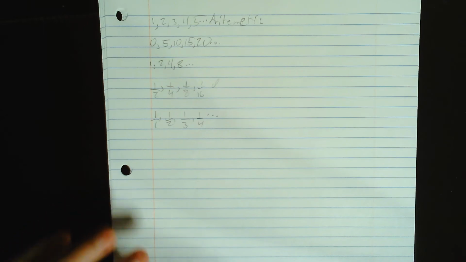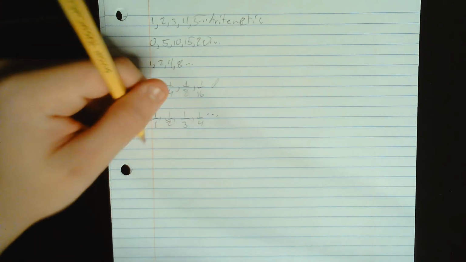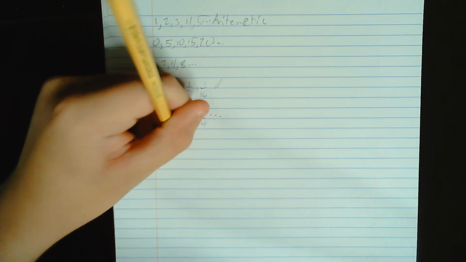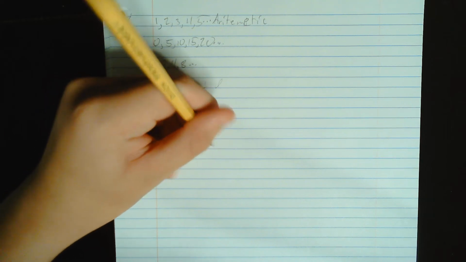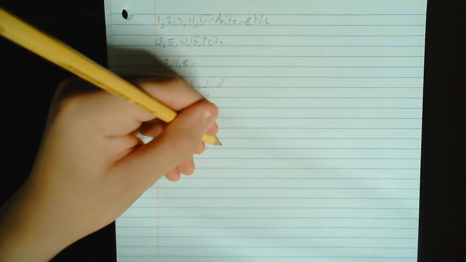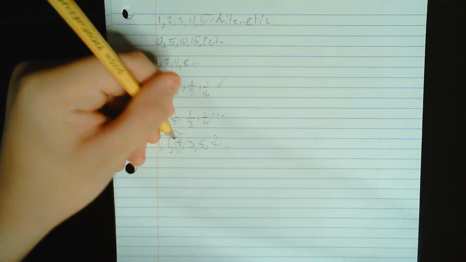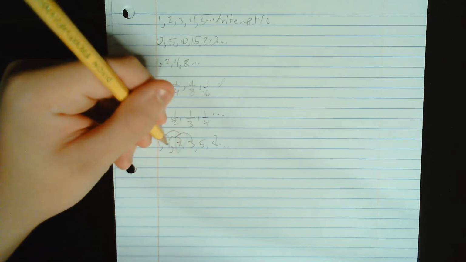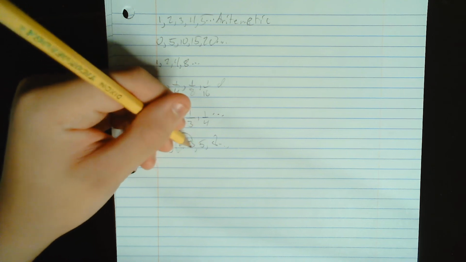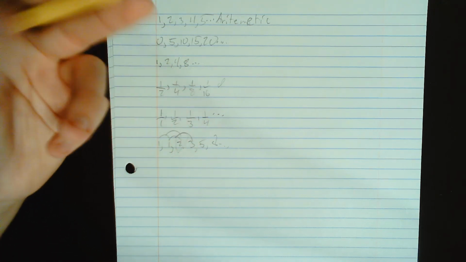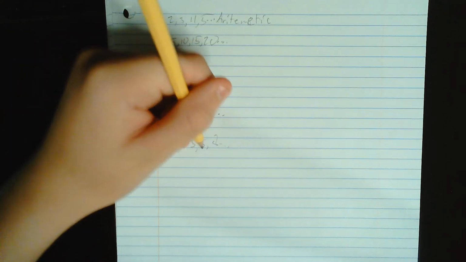Now, there's also the Fibonacci sequence: 1, 1, 2, 3, 5, and 8, etc., where each next number is the sum of the two numbers before it. So 1 plus 1 is 2, 1 plus 2 is 3, 2 plus 3 is 5, 3 plus 5 is 8, and the next number would be 13, because 5 plus 8 is 13.